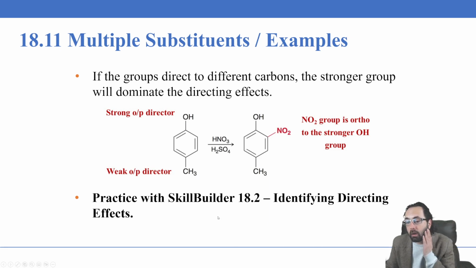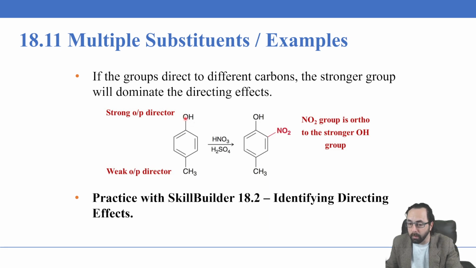But what if the groups are not directing to the same position? If the groups direct to different carbons, whichever is the stronger group will direct the effects. So for an alcohol group here, the phenol is going to be a strong director, and it's going to be ortho-para. Remember, it's a strong director because it can donate the electrons here as a lone pair to the ring in resonance structures. The methyl group is a weak ortho-para director. So these are both going to promote the substitution, but they're going to promote it at different positions.